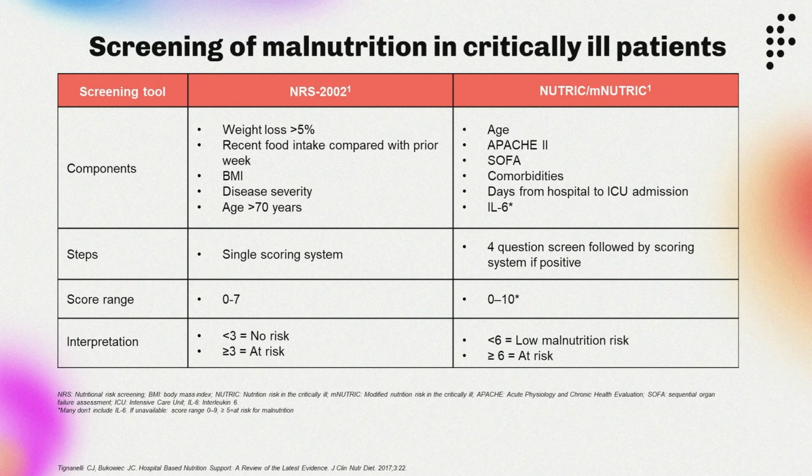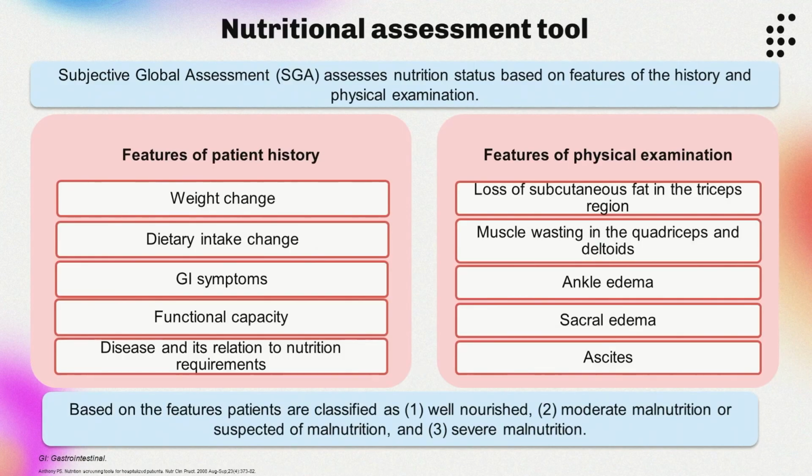The score range is 0 to 7 for NRS, and 0 to 10 for NUTRIC. In interpretation, NRS less than 3 means no risk, and more than or equal to 3 means high risk. For the NUTRIC screening tool, less than 6 is low malnutrition risk, and more than or equal to 6 means patients are at risk. Now, how do we assess nutritional status in patients?